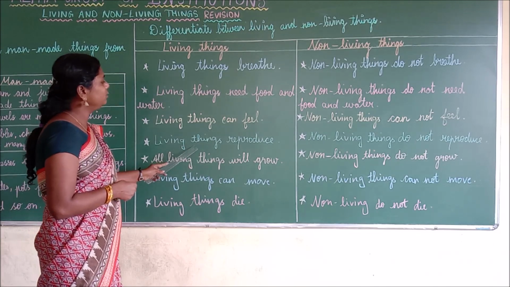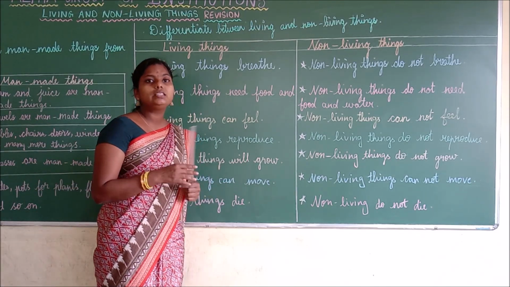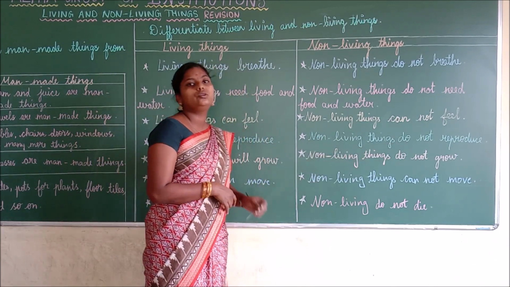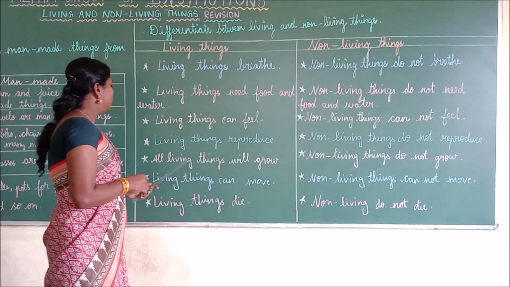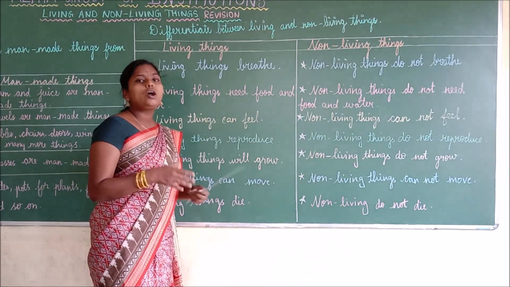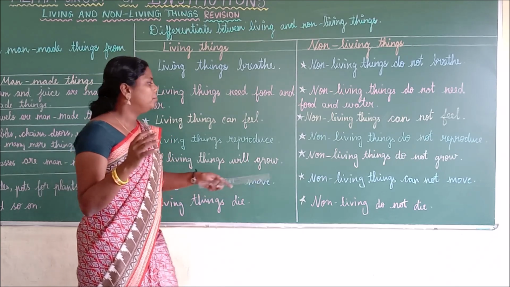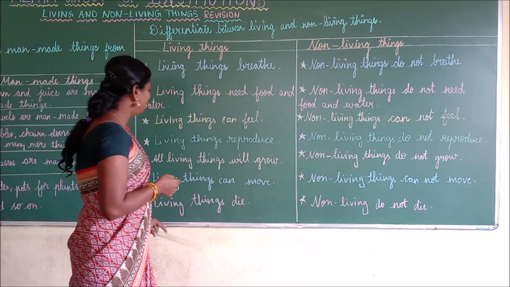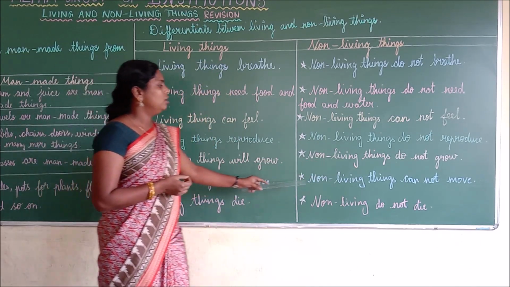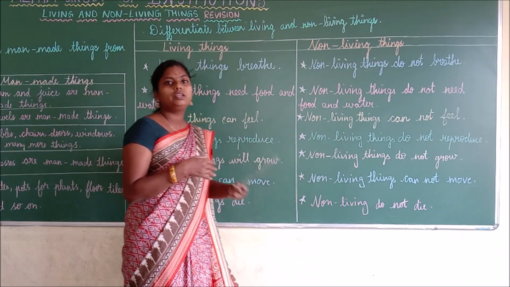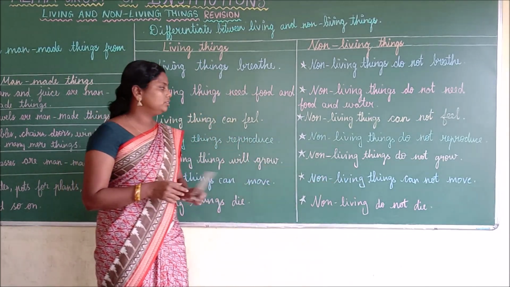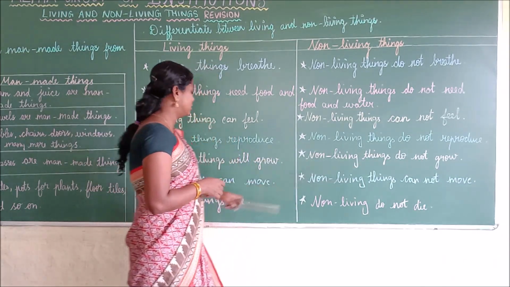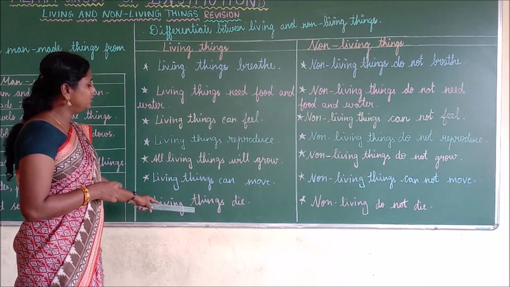Next point, living things reproduce. So we living things reproduce young ones. But non-living things do not reproduce. They do not reproduce any little young ones. All living things will grow. We all living things will grow from small to big, but non-living things do not grow. Living things can move. Non-living things cannot move. So we can move from one place to another, but a non-living thing cannot move until an external force is applied on those things. The last one, living things die.